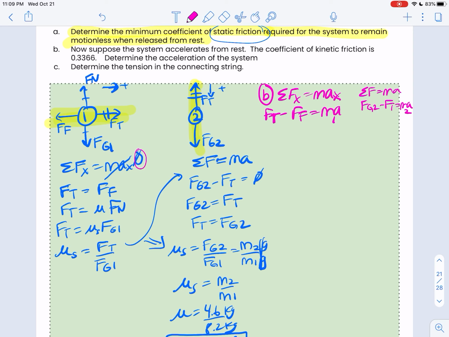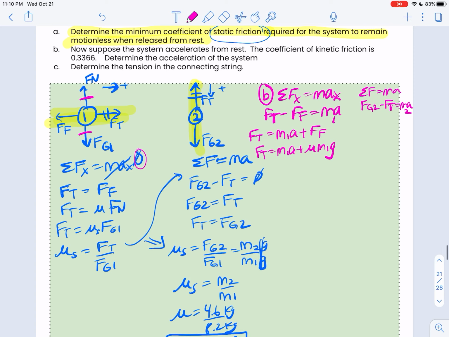Okay. So now I see I have acceleration in both. And I have tension in both. So I have two variables and two equations. So let me just go ahead and set up Ft equals m1a plus the friction, which is m1a plus mu m1g, because that's the Fg equals the Fn right here.